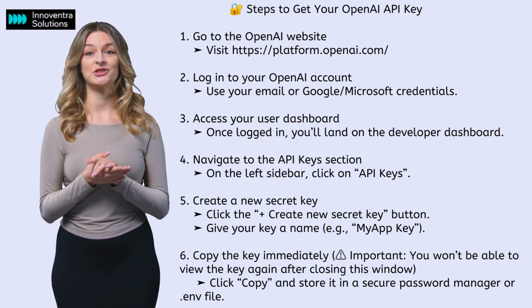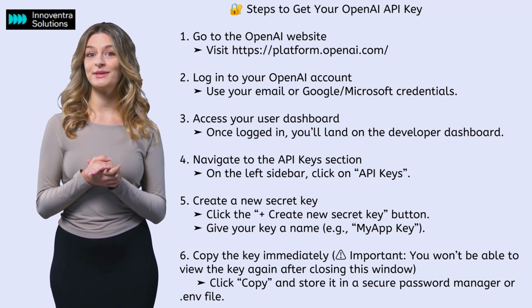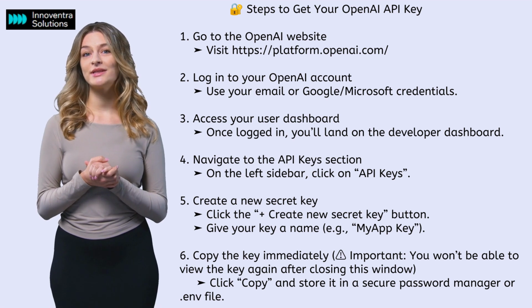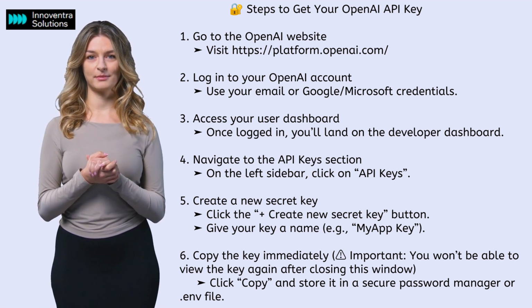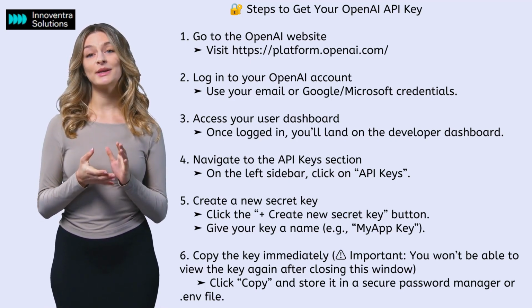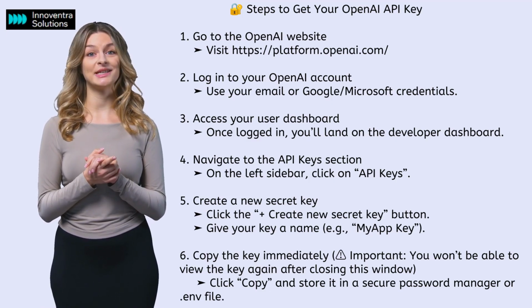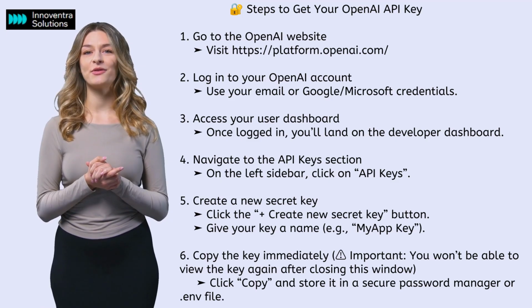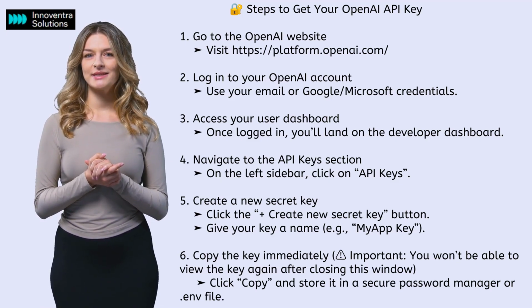1. First visit platform.openai.com. 2. Log into your OpenAI account using your email or Google or Microsoft credentials. 3. Once logged in, you'll land on the developer dashboard. On the left sidebar, click on API keys. 4. Create a new secret key by clicking the plus Create New Secret Key button and then give your key a name, e.g. My App Key.